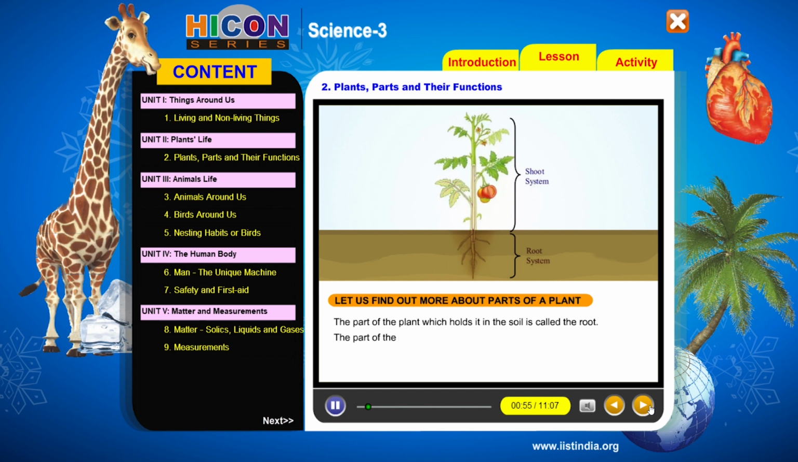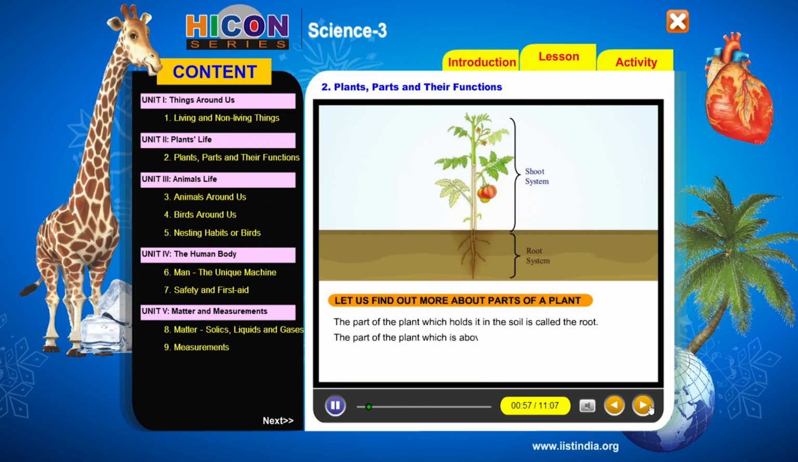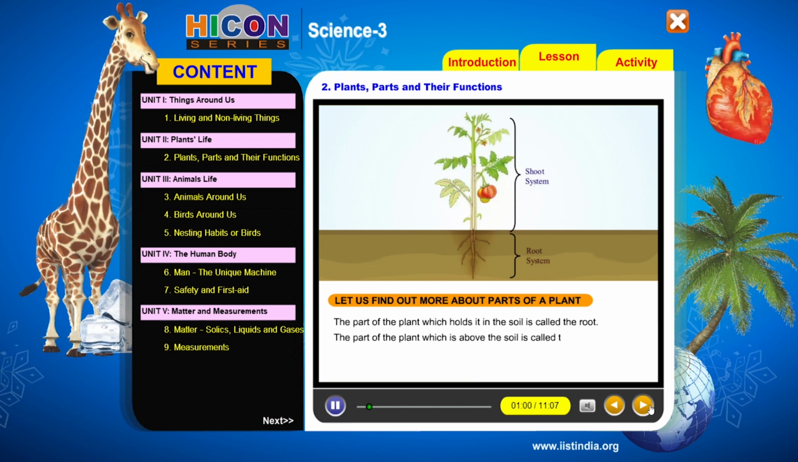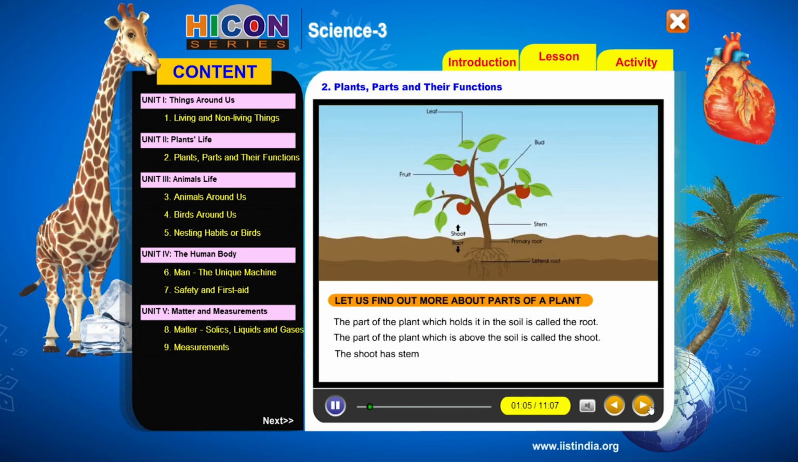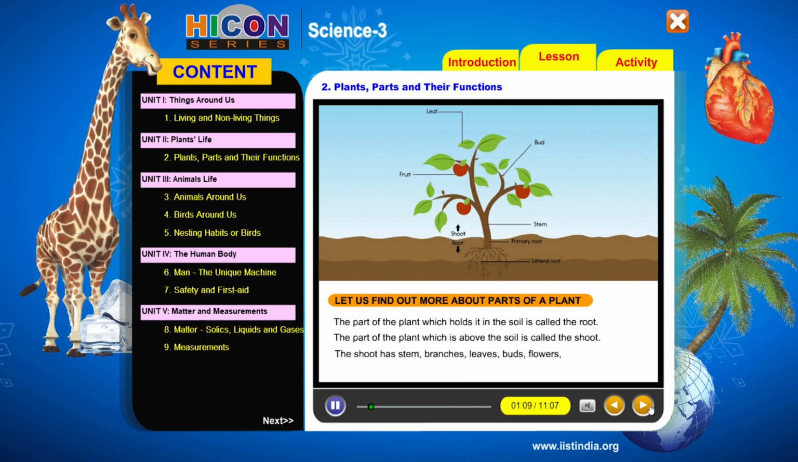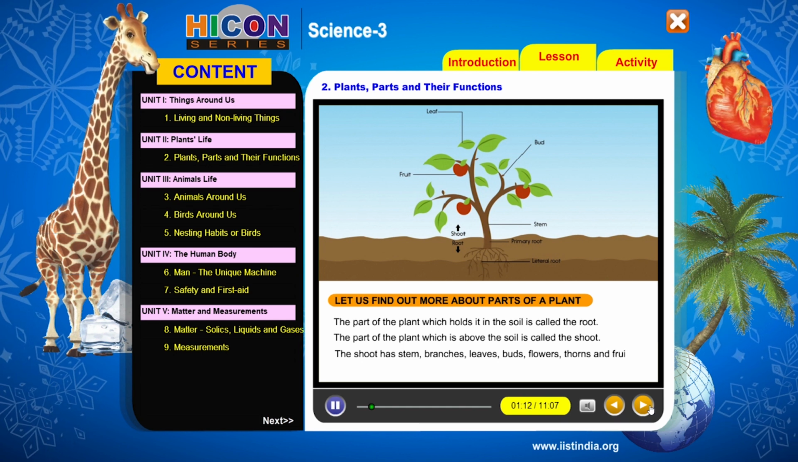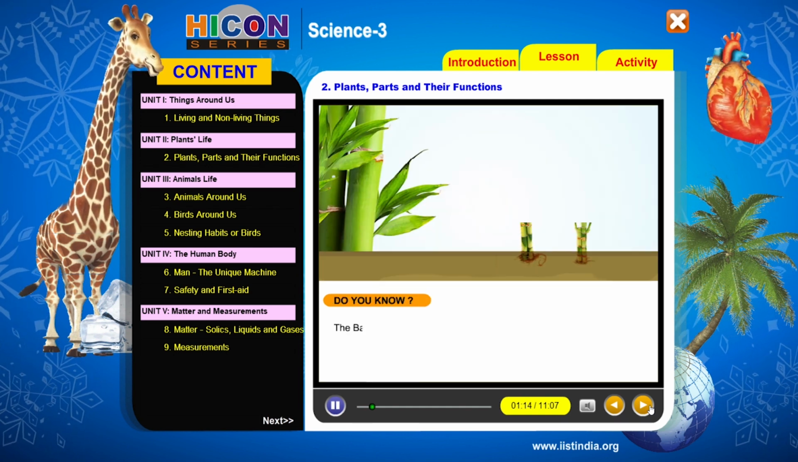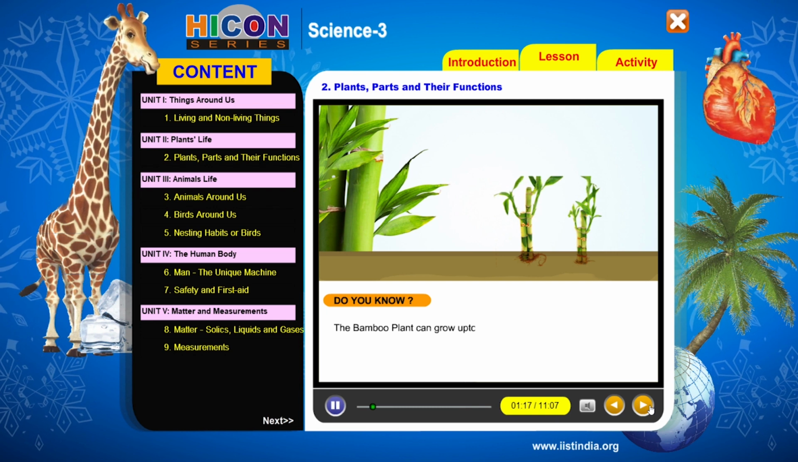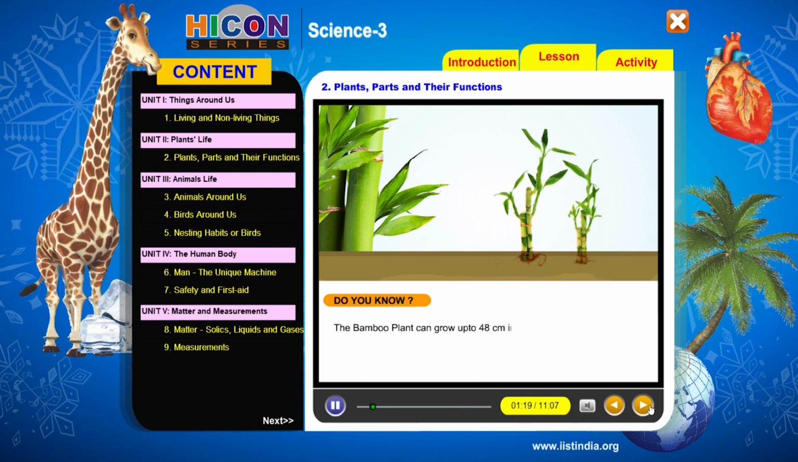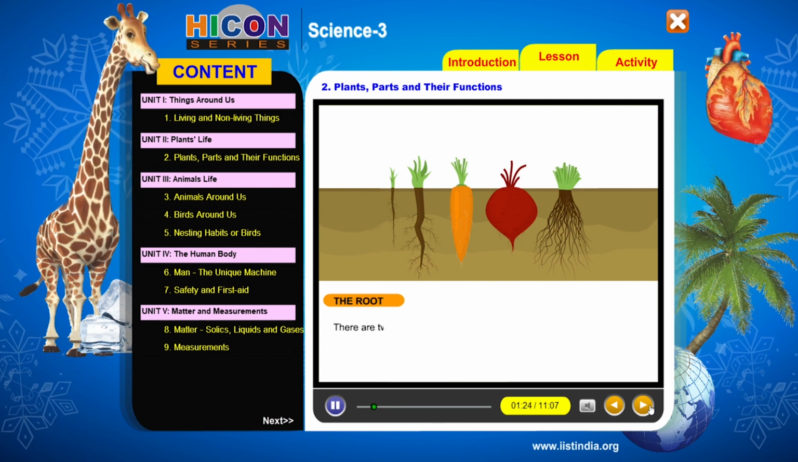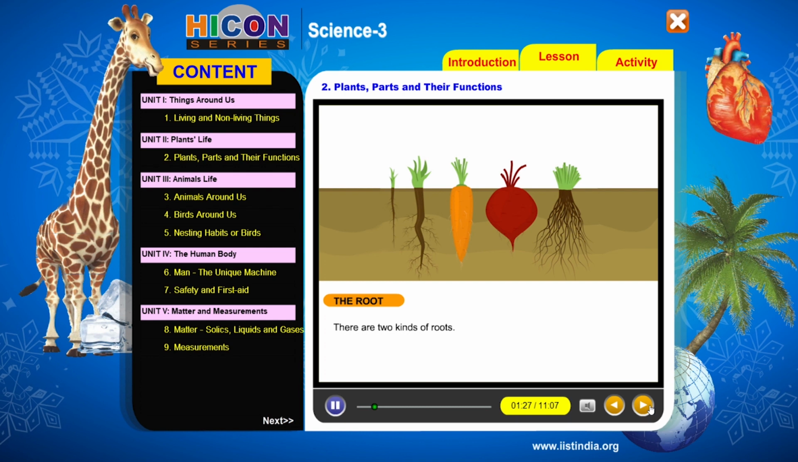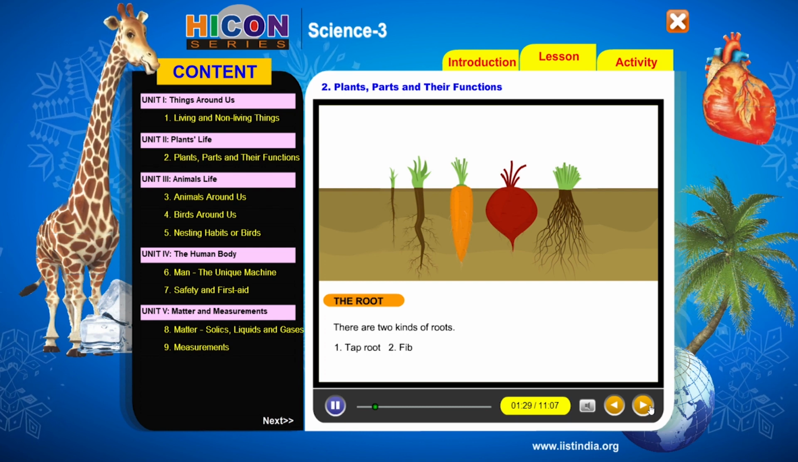The part of the plant which is above the soil is called the shoot. The shoot has stem, branches, leaves, buds, flowers, thorns, and fruits. Do you know the bamboo plant can grow up to 48 centimeters in one day? The root. There are two kinds of roots: taproot and fibrous root.